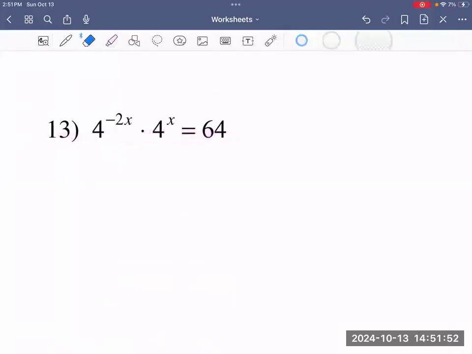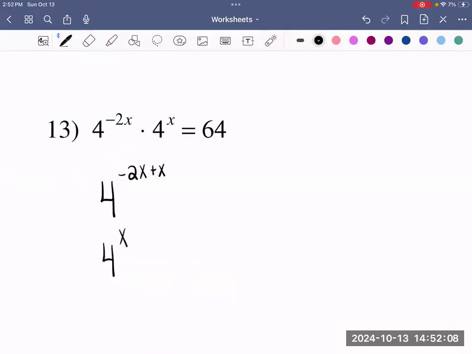All right, you'll notice that on one side, we have a base of 4, but thankfully they both have the base of 4. So we can go ahead and add their exponents together. So you get 4 to the x on one side, and actually that's a negative x, my apologies. And on the other side, we now need to get 64 to have a base of 4. So 64 can be rewritten as 4 to the what power? Well, it would be 4 to the third power.